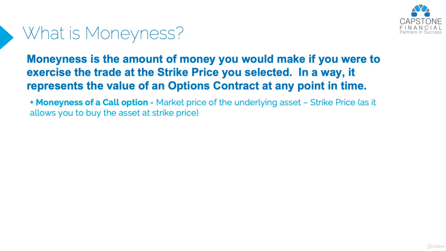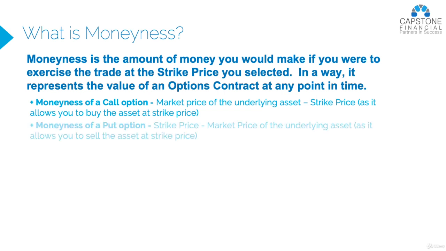So the moneyness of a call option is the market price of the stock minus the strike price, as it allows you to buy the asset at the strike price you selected. Moneyness of a put is the strike price minus the price of the underlying asset, as it allows you to sell the asset at the current market strike price.